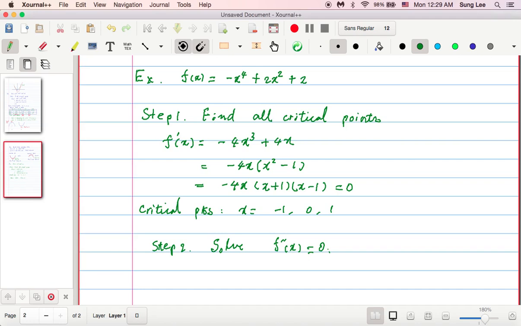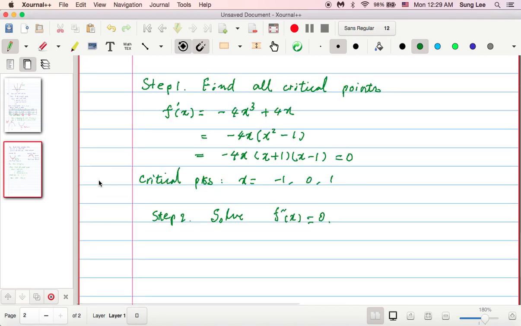Up or down. So just like in the critical point case, we solve f prime of x equals 0 to find the candidates for the critical points. But in this case, the candidates for the x coordinates of the inflection points, we have to solve the equation f double prime of x equals 0. So we take the derivative once more.